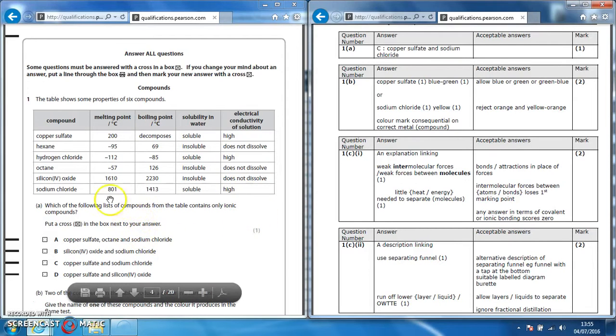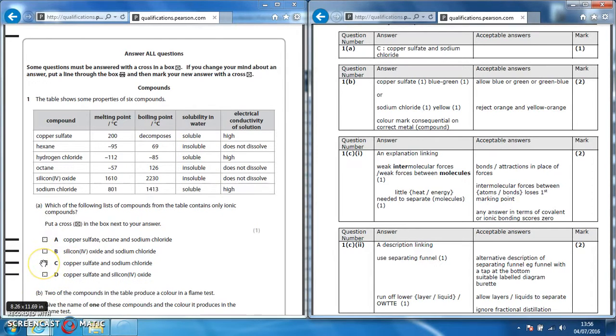So things that match that criteria here, we've got sodium chloride, which is high, it's soluble and it conducts electricity, and then we've also got copper sulfate. There we go, which has got a high melting point. Boiling point, it decomposes, which means it breaks apart, but it still dissolves. It's got the high electrical conductivity. So from the options available, we know it's got to be option C, copper sulfate and sodium chloride.